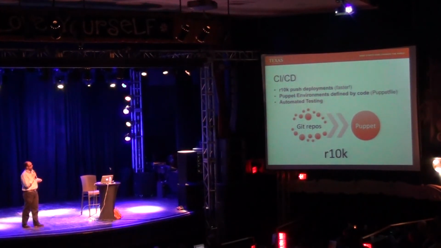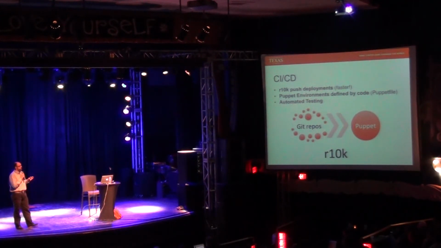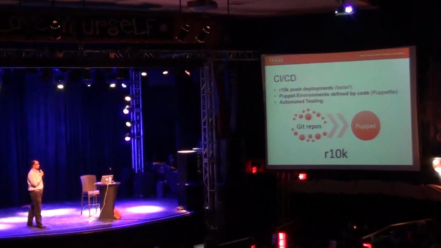The other thing is R10K. Now that we've broken all of our stuff up into Git repos, you can use R10K to push those into a Puppet server. If you haven't checked out R10K, I would seriously Google it. It's really, really good. It's a way of doing push deployments. You can integrate it with Jenkins, continuous integration, very good stuff.